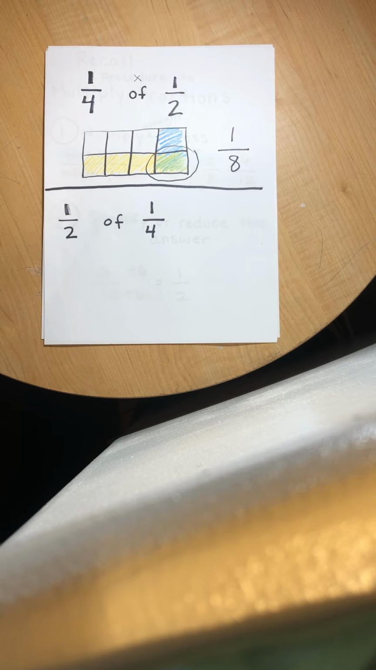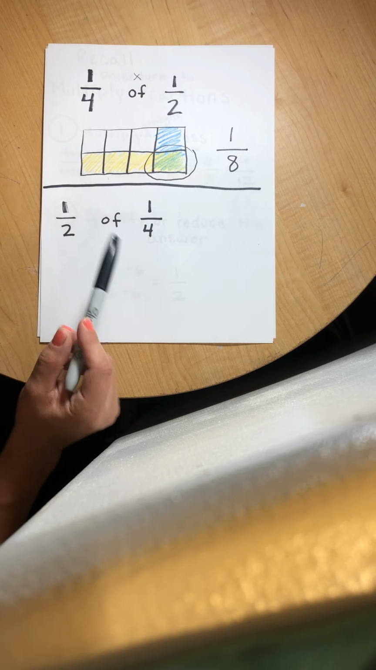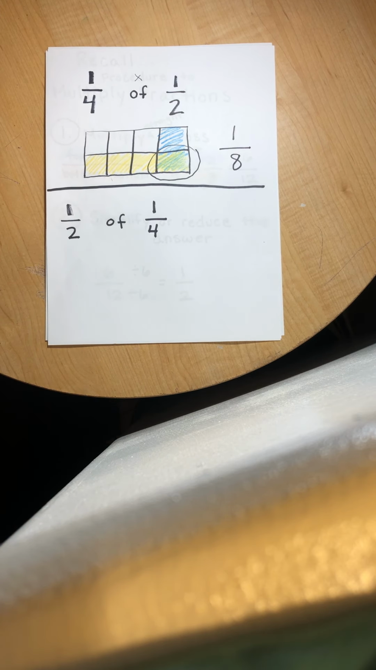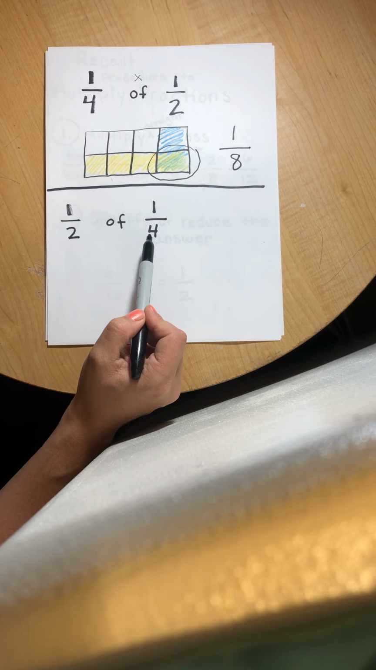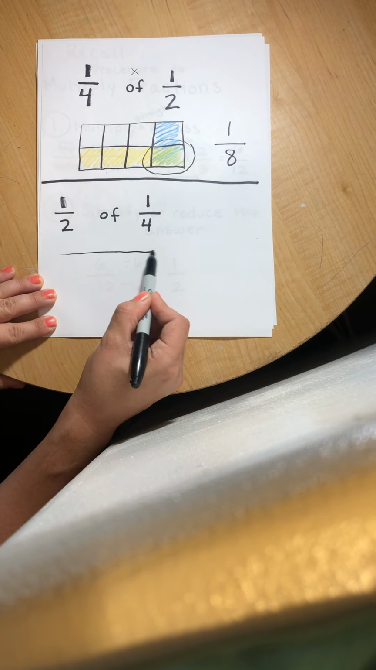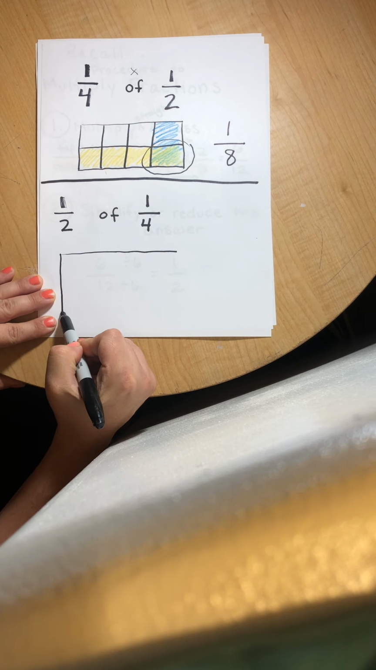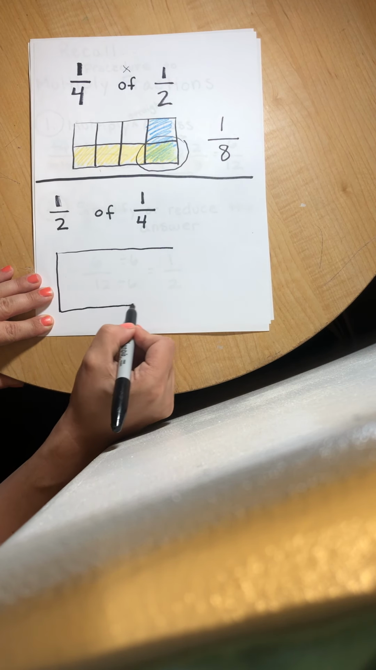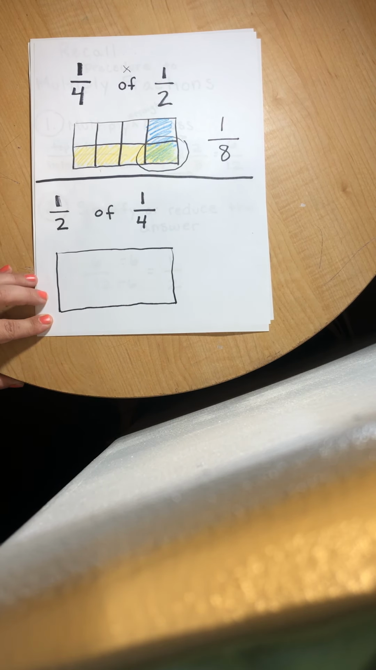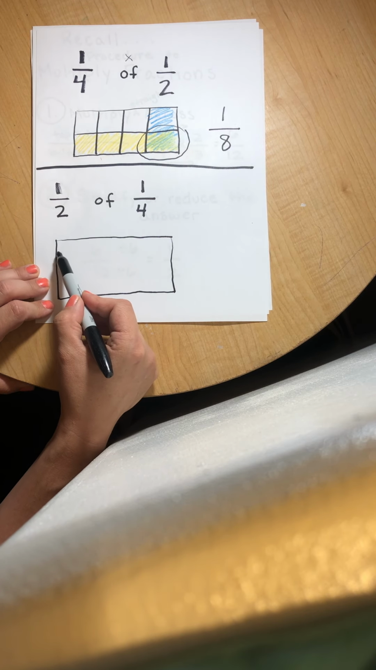I wonder what happens if we switch these two fractions. So look at this problem. 1/2 of 1/4. How could we do that? Well, since it's of 1/4, we're going to start with 1/4 this time. So let's draw a whole. And we're going to first split it into 4ths.